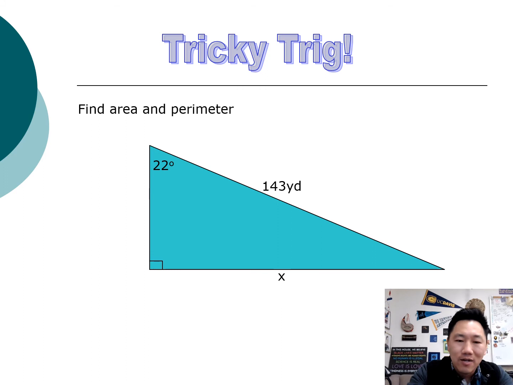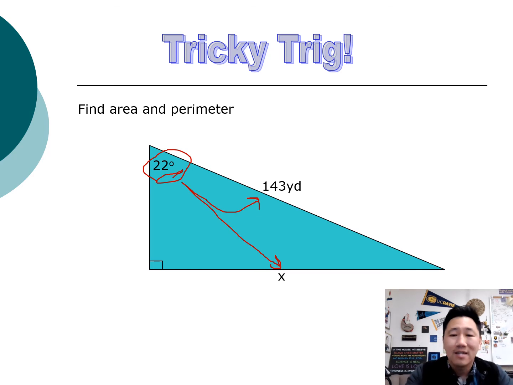How does our 22 degrees relate to the x and to the hypotenuse? The x is opposite. The hypotenuse is the hypotenuse. So we have sine. There it is. Remember that from the Intro to Trigonometry chapter? Sine of 22 is equal to x over 143. Punch it in your calculator to solve for x, and we have approximately 53.